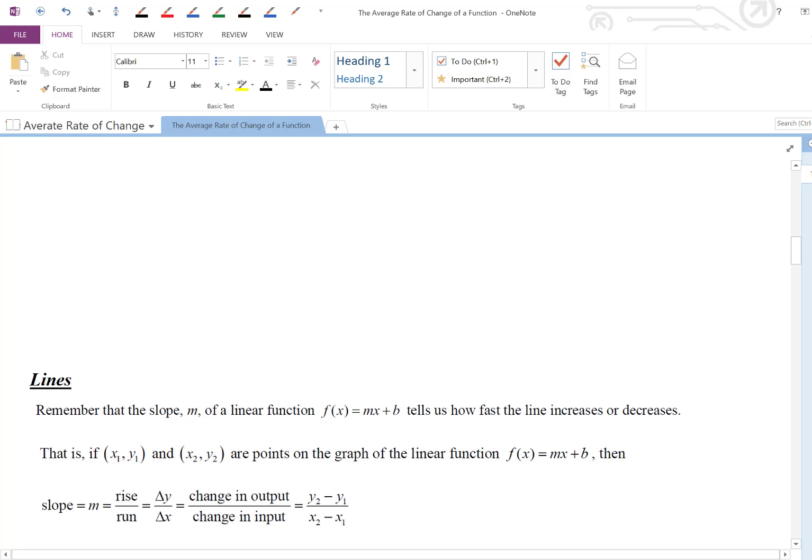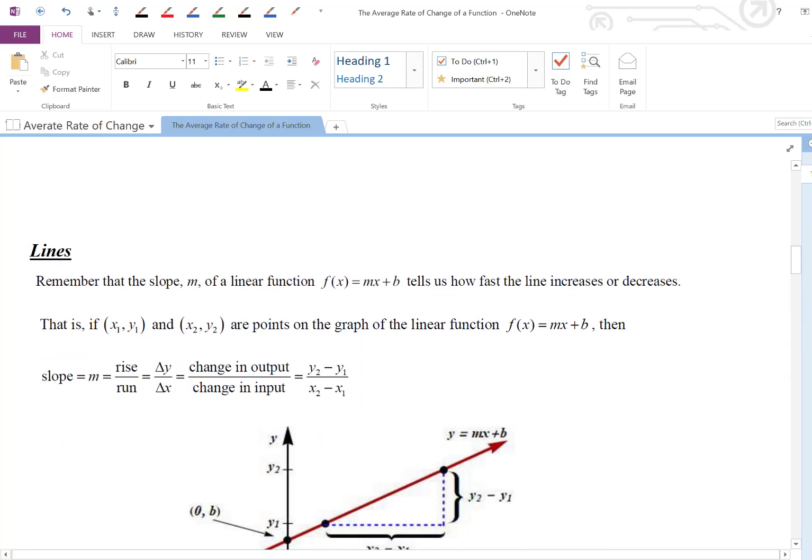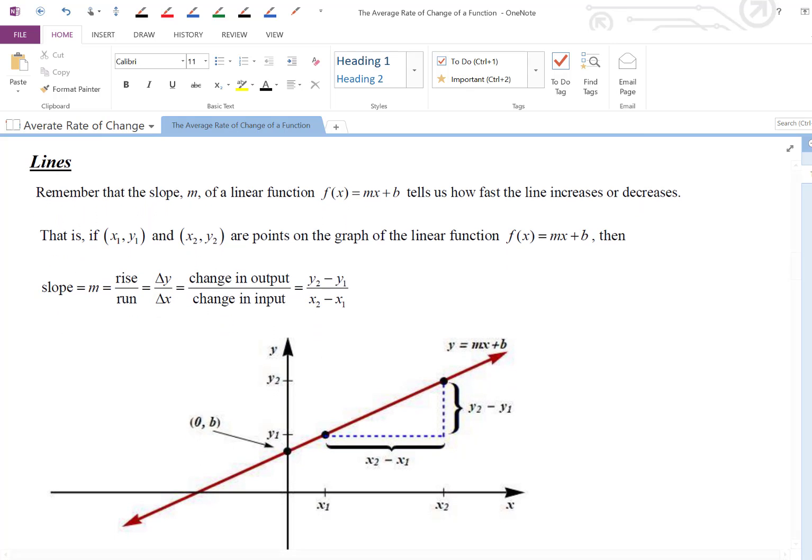In order to take a look at this, we're going to have to briefly refresh our knowledge about the slope of lines. So remember, when we talk about a linear function, f of x = mx + b is the slope-intercept form of a line expressed as a function. That number m tells us the slope of the function because it's linear. And what does it tell us? Well, what's up with slope? Slope tells us how fast the line increases or decreases. Just so happens to be that linear functions have a constant slope.